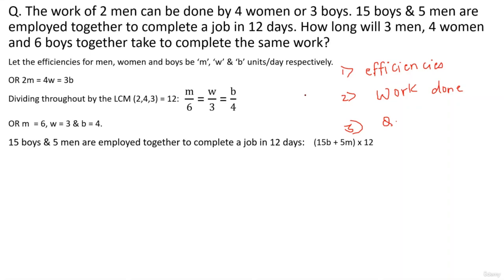So multiplying the work done by 12. Putting in the values, you will get 1080 units of work done. Okay. हमने B को put किया 4 units and हमने M को put किया 6 units, right? So total work is 1080 units, right?